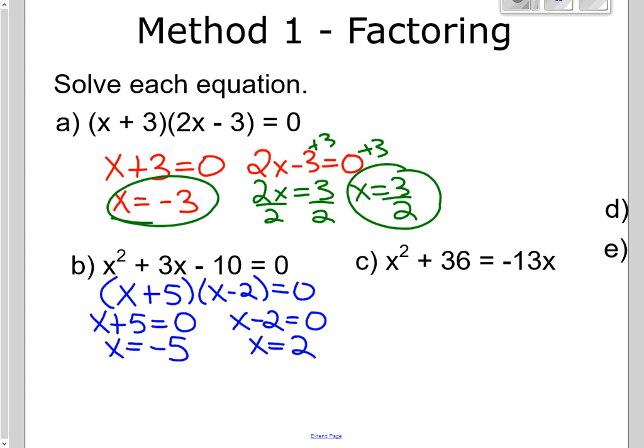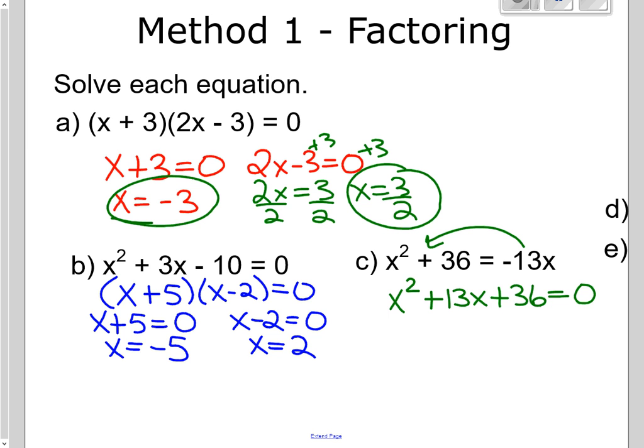What if we had something like this? So this is hard to really even think about. Like, how can I get x squared plus 36 equal to a negative 13x? So what you want to do is move all your terms over so that they're on one side of your equation. So I'm going to rewrite that. I'm going to do x squared, and then I'm going to move this negative 13x over where it becomes a positive 13x plus 36 equals 0.